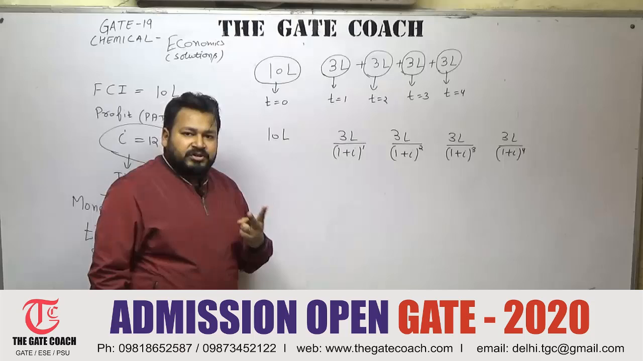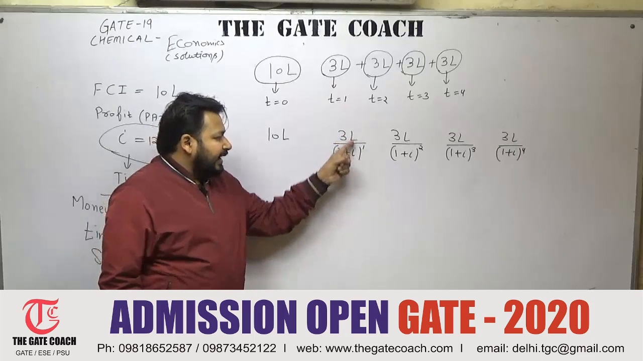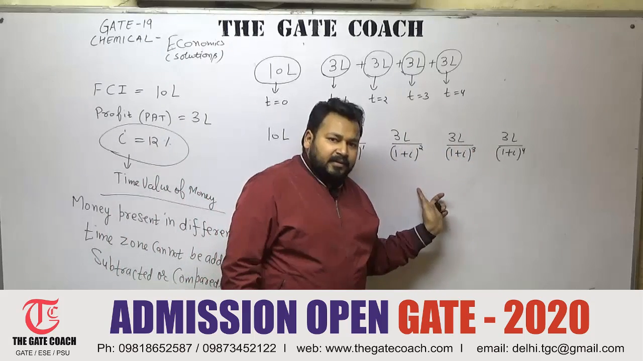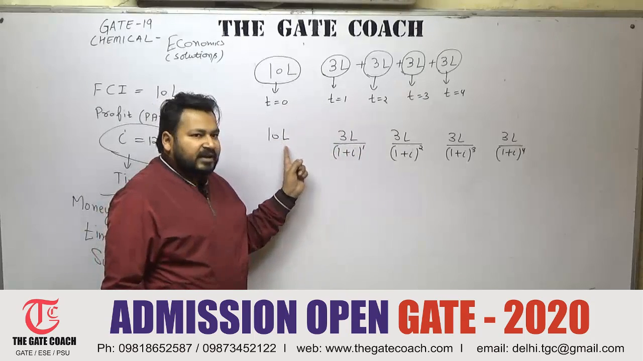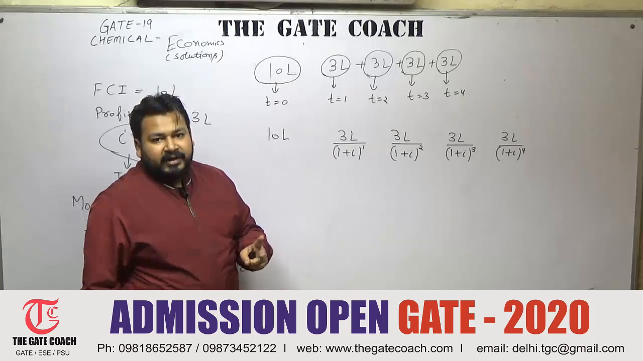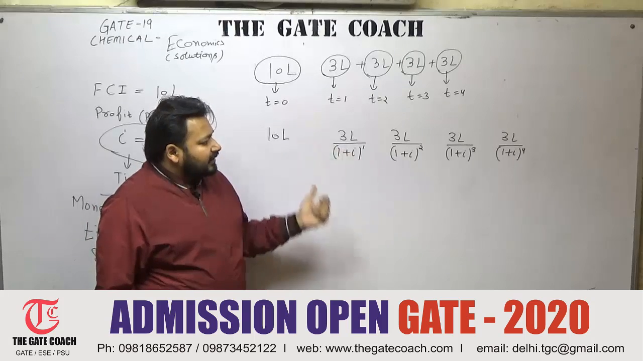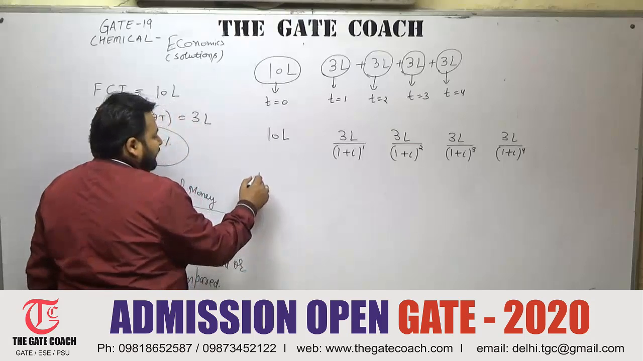So we have two options to calculate. The first option is we calculate each of these, then add them, and then check whether the sum is equal to this 10 lakh or not. That is the first option. And the second option that I want you to choose is to apply the concept of annuity. So there is a concept known as annuity.